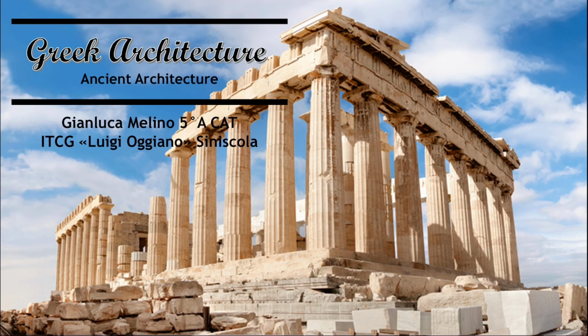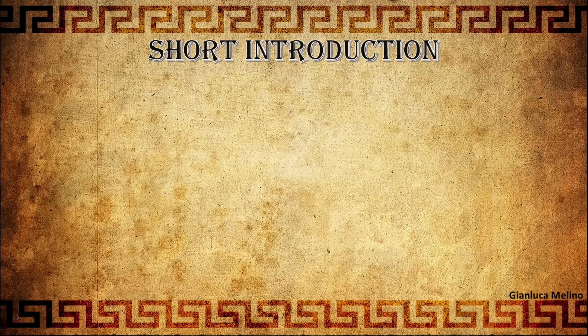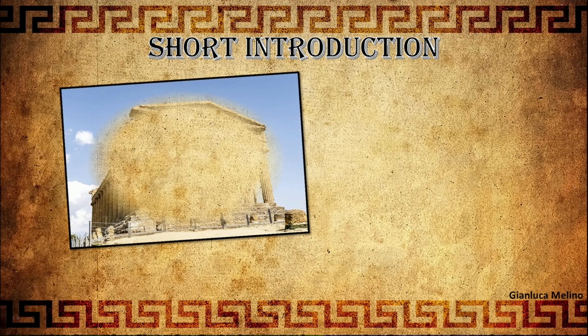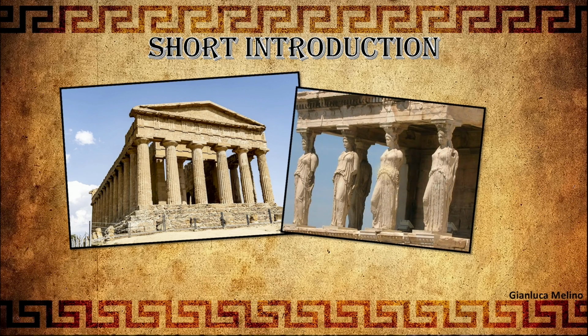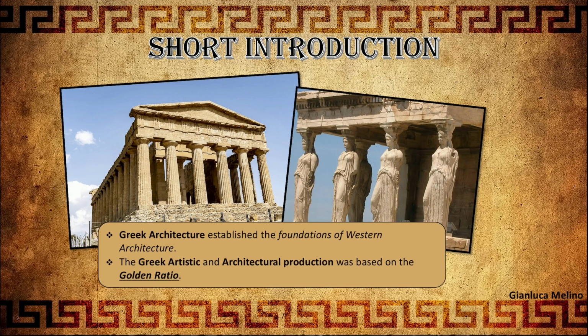In this video, we'll talk about ancient architecture and particularly about Greek architecture. Greek architecture established the foundations of Western architecture. The Greek artistic and architectural production was based on the golden ratio, a rule based on the harmony of proportions and symmetries that ancient Greeks applied to architecture and other works of art.